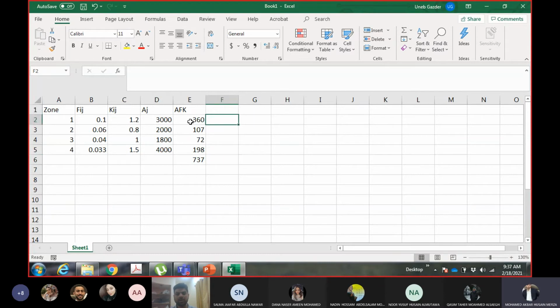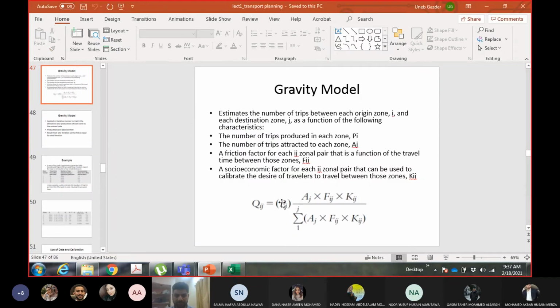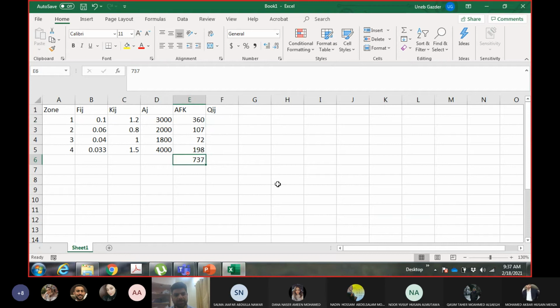Now trips, sorry, I'm calculating QIJ, right? They are going to my office park building, and that office park building has 1500 trips, so PI is 1500. If I'm taking the number of trips coming to the office park from zone 1, I will take PI, multiply by the AFK factor of zone 1 and divide by the summation. The denominator will always be 737.